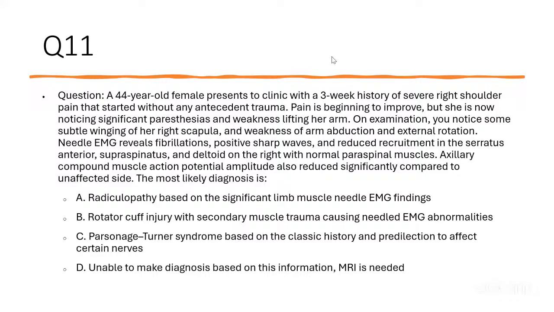Why winging of scapula? What are the nerves that are coming from roots in the brachial plexus? Somebody can answer this. What are the nerves originating from the roots? Yeah, somebody has answered this. Long thoracic nerve, dorsal scapular nerve. Okay, good. So these are the nerves from the roots. What are the nerves that are coming from trunks?